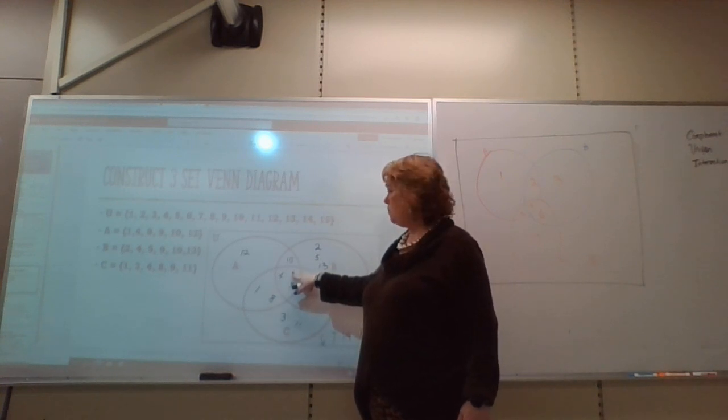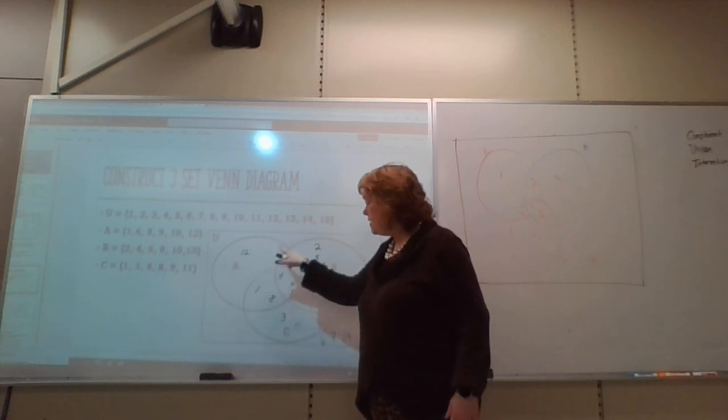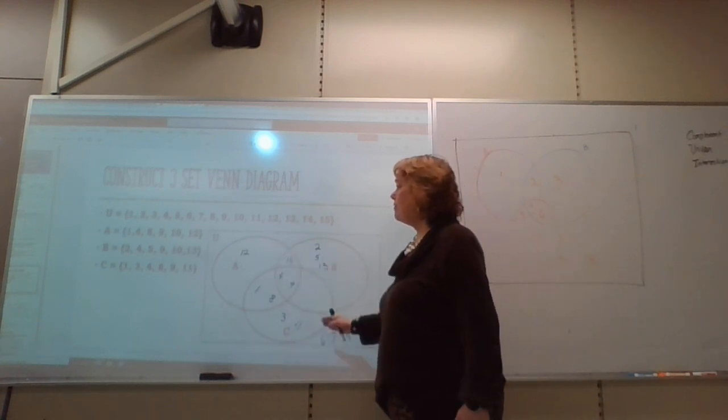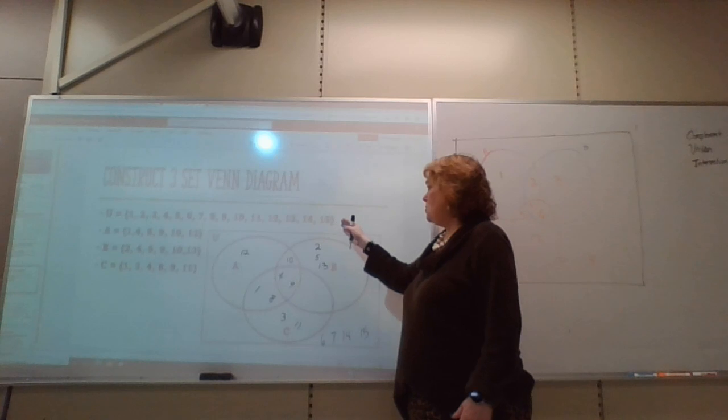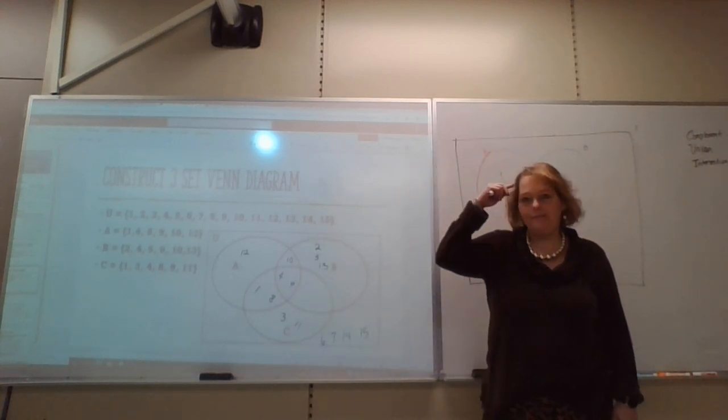So work within your intersections. Then we take two at a time intersections. Then we take individually A, individually B, individually C. And then we look at all of them and take them out, and then you tell me what's in the universe that's not in all those.